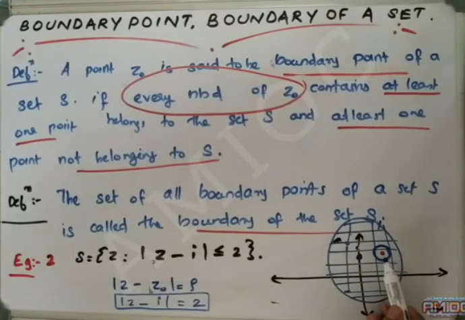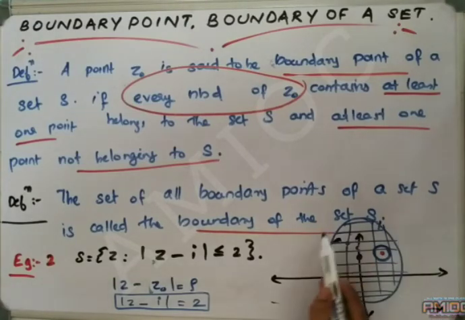That means if we consider any point inside the circle |z - i| = 2, that does not follow the property we defined for the neighborhood of a point z0, and hence any point inside the circle |z - i| = 2 is not a boundary point of the given set. Therefore all the points inside the circle are not boundary points of the given set.